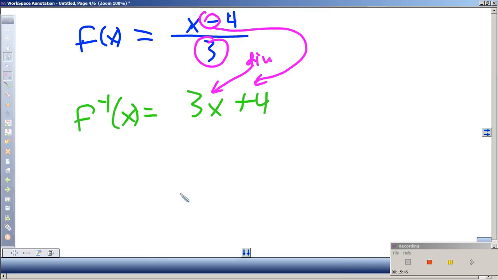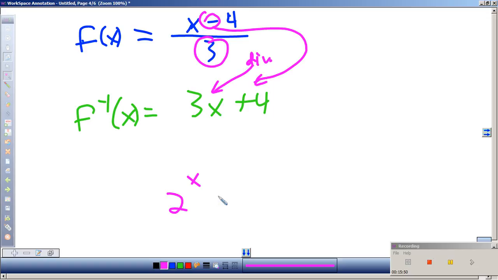How about this? Anybody know what's the inverse of 2 to the x? Logarithm. Do you guys remember logarithms from Algebra 2? Somewhat? Okay. We'll be looking at it in more detail this year. But each one of these operations we have has an inverse. And that's what we use to get the inverse.